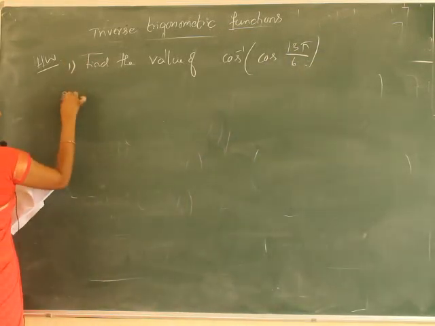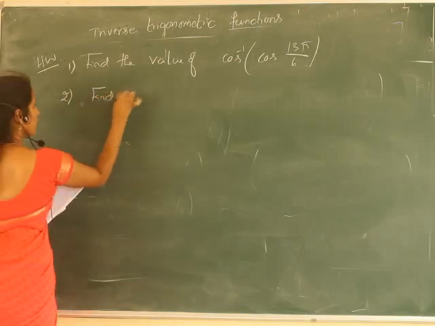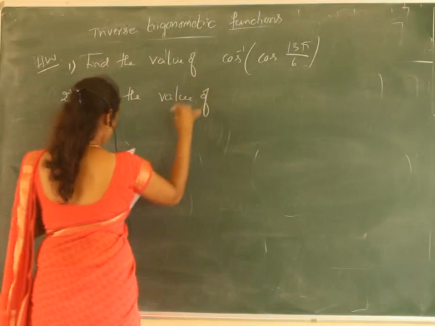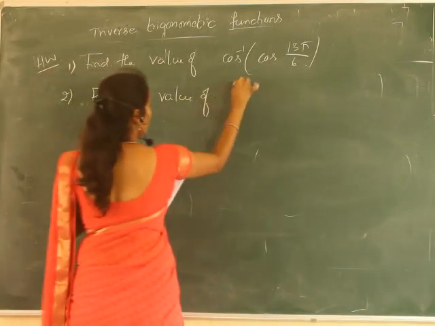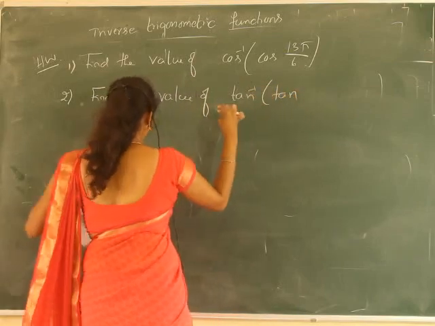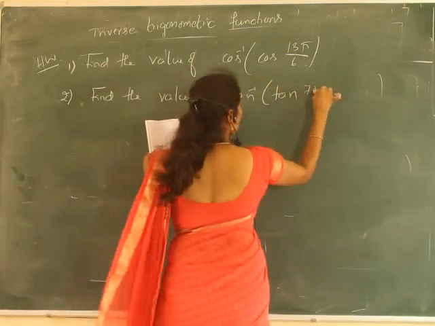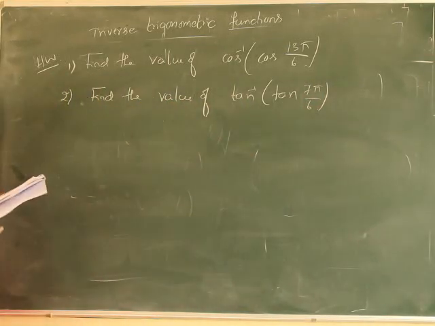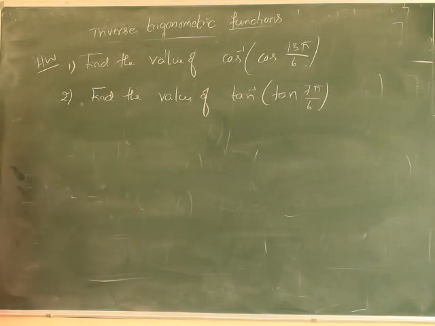This is the first one, and the second one, find the value of tan inverse of tan 7 pi by 6. So these two are the homework problems. Complete these problems.